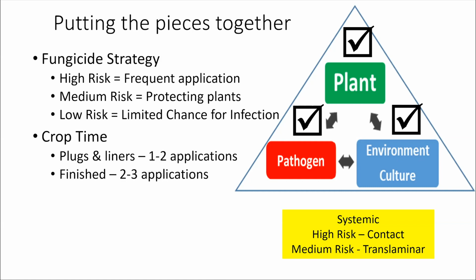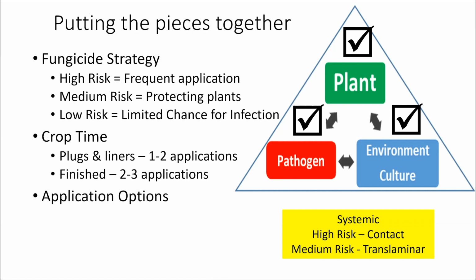When we move into finished crops, where we've got a lot longer crop time, we're looking at 8 or more weeks of crop time, there you can start working 2 or 3 applications in if it's appropriate. So then you can start making some decisions, again, looking at the systemic, looking at whether you should put on a contact plus a translaminar.